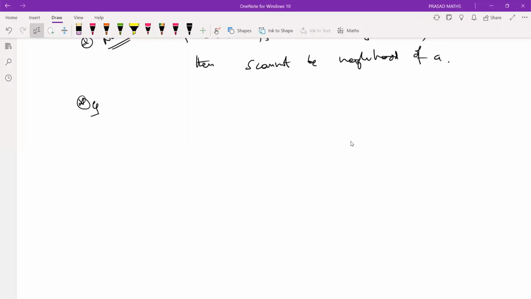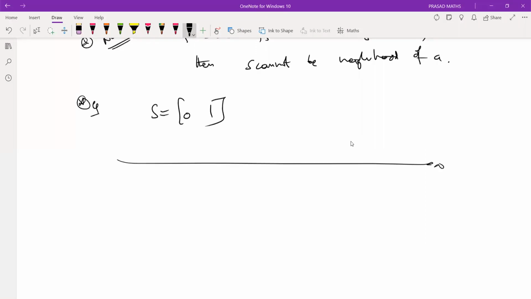Suppose you take this example. Is it a neighborhood of 0? No, sir. Is the set a neighborhood of A? No, because the point is not inside the set, because A is less than 0. A is outside the interval. Therefore, S is not a neighborhood of A. Is S a neighborhood of this point? No. Is S a neighborhood of 0? Is S a neighborhood of 0?